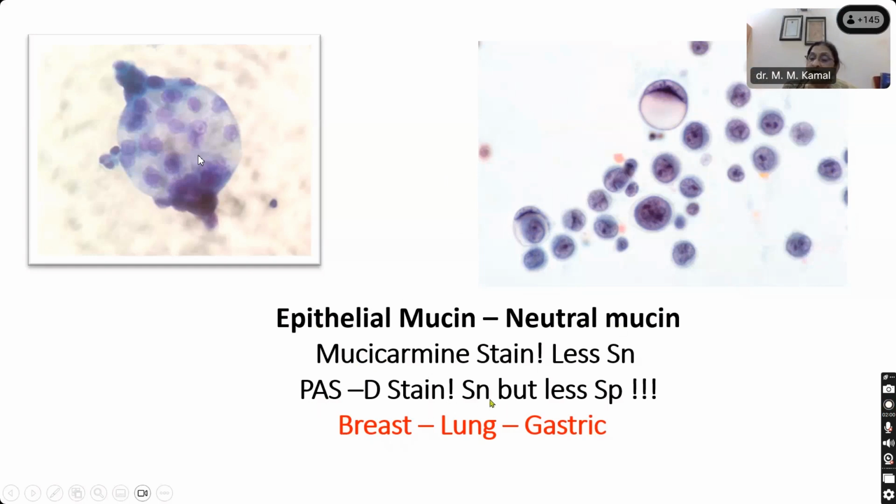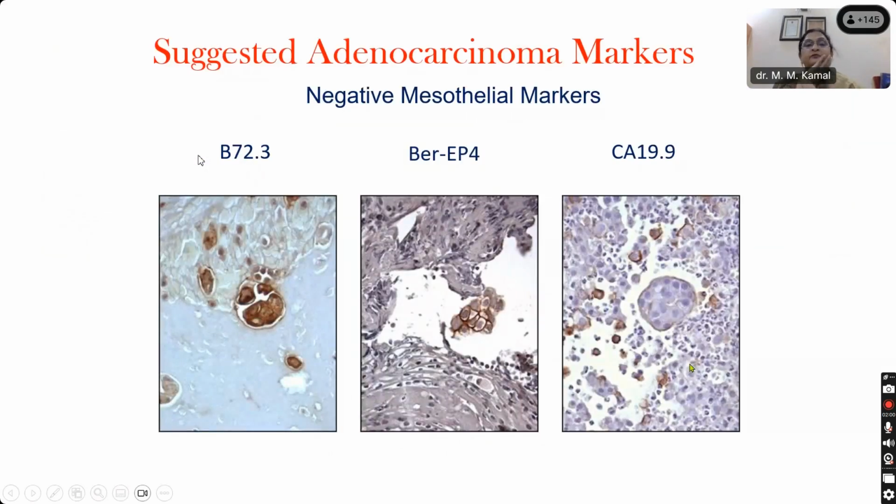PAS-D stain is highly sensitive, but it is less specific, and you can use it in breast, lung, and gastric carcinomas. But because of many difficulties in interpreting the same cells in the same smear before and after they are stained, this specificity is becoming lesser and lesser, and our inclination towards immunocytochemistry is increasing. We are becoming more and more inclined to diagnosis using cell blocks and immunocytochemistry.